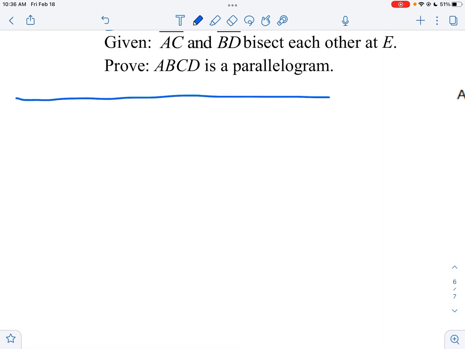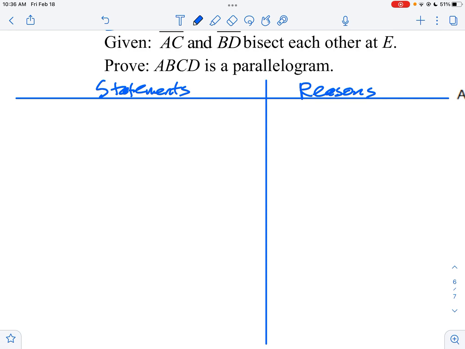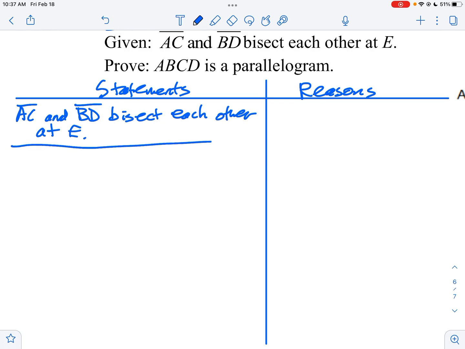We need some statements. We got some reasons why we can make those statements. Over here, I'll try and draw my lovely T-chart. Statements. Reasons. All right, let's start with our given. AC and BD bisect each other at E. Get that on there. That's a given.